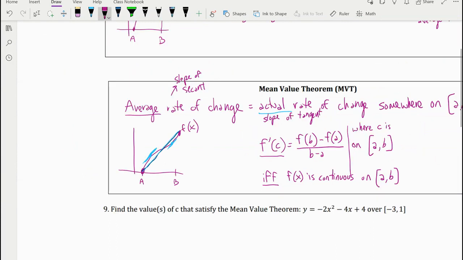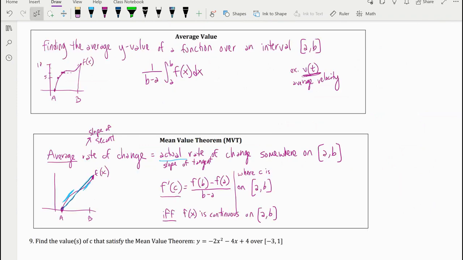So again, I just introduced two very important topics. They sound similar because they both contain the word average and mean, average value, mean value, but they're totally different things. Average value doesn't talk about slope at all. There's no slope here. It finds the average y value. The mean value theorem is about slope.